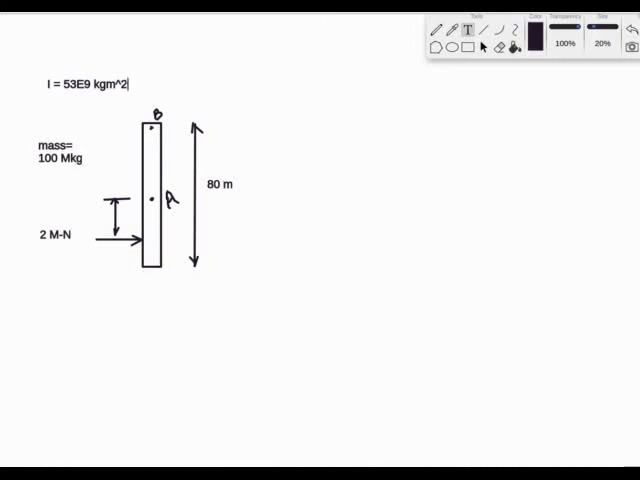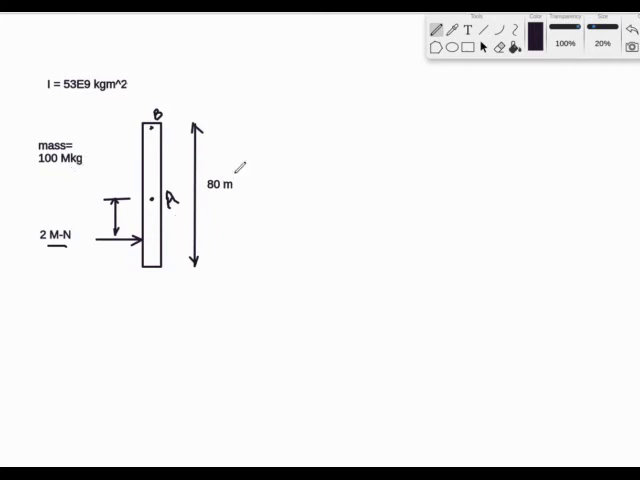Okay, in this video we are going to cover the solution to the exam 2 problem, where this is a top-down view of a large tanker being hit by a small yacht. The force of the yacht on the tanker is 2 million newtons. The mass of the tanker is 100 million kilograms. And in an early part of the problem you already found that the moment of inertia of the tanker was 53 billion kilogram meters squared.